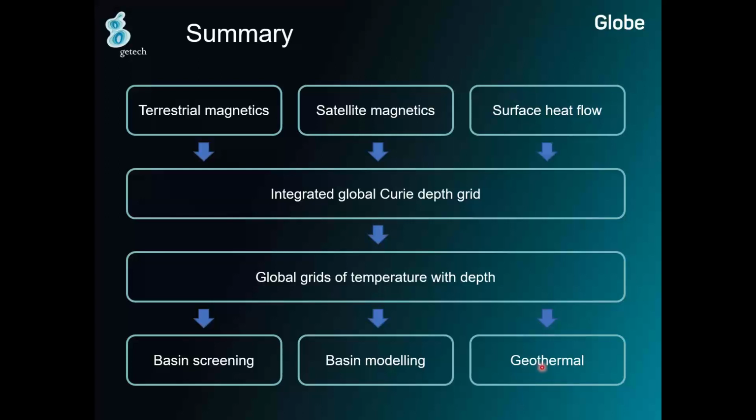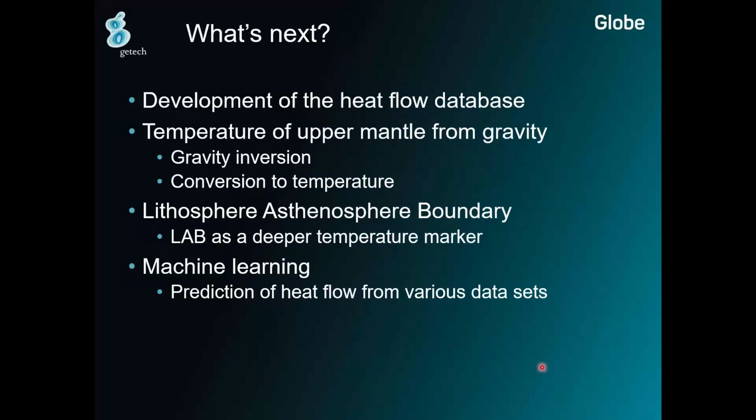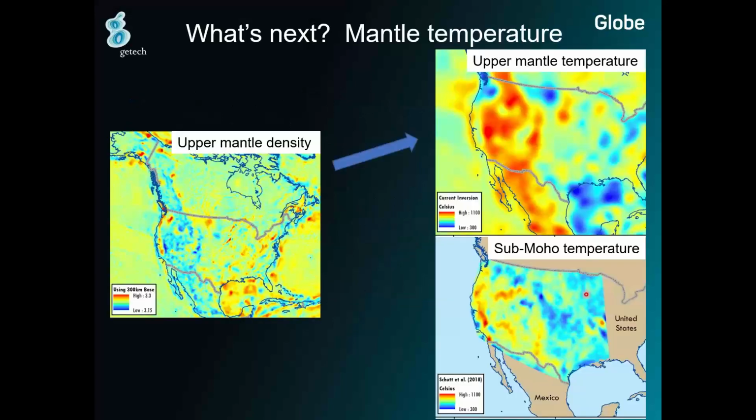So just a mention of what we're going to look at next. As well as developing the heat flow database, we're going to look at temperature of the upper mantle from gravity data, the lithosphere-asthenosphere boundary, which is another temperature marker, and trying to apply machine learning. And so there's a very brief illustration of some of those.